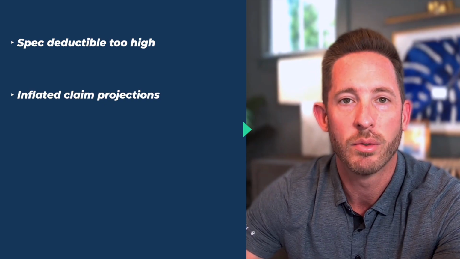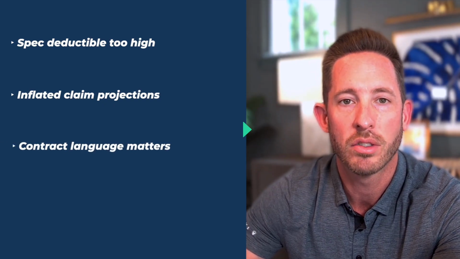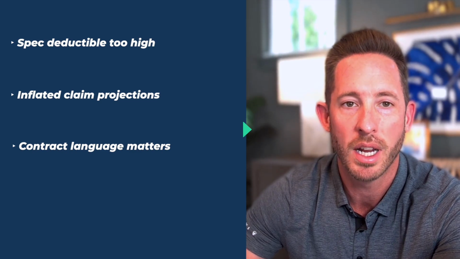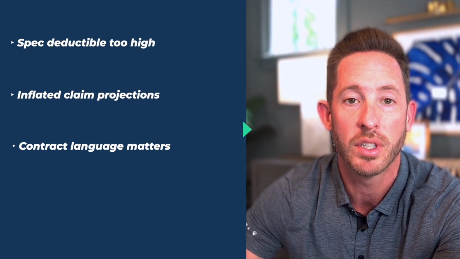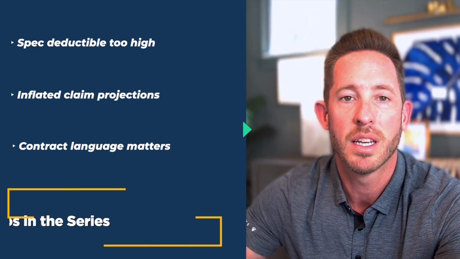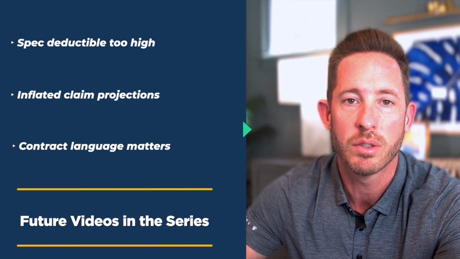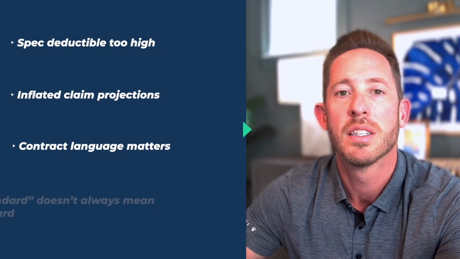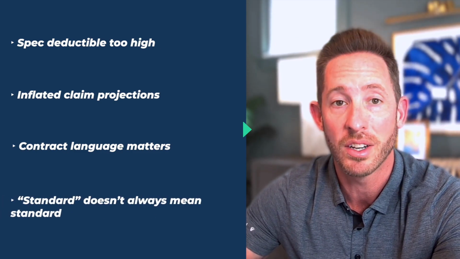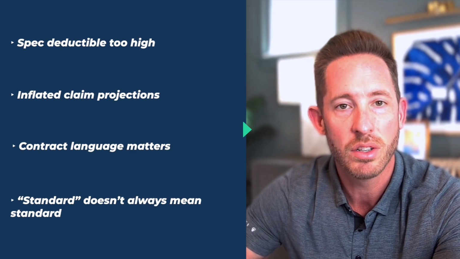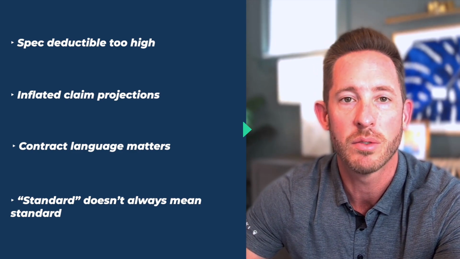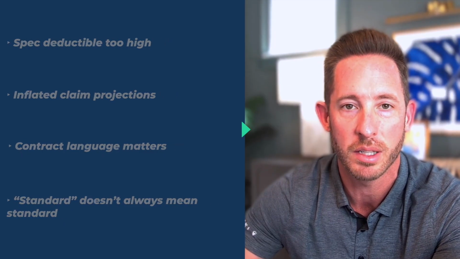And your contract language matters. Not all stop loss contracts are created equal. Some carriers define things like run in, run out, spec advance, or aggregating features in ways that quietly shift more risk back to your plan. And that's why in the next stop loss videos in this series, we'll break down those terms one by one. Standard doesn't always mean standard. Brokers love to say this is a standard contract. The truth is there's no such thing. Each carrier writes its own definitions. This is why you should review every contract before you sign it.